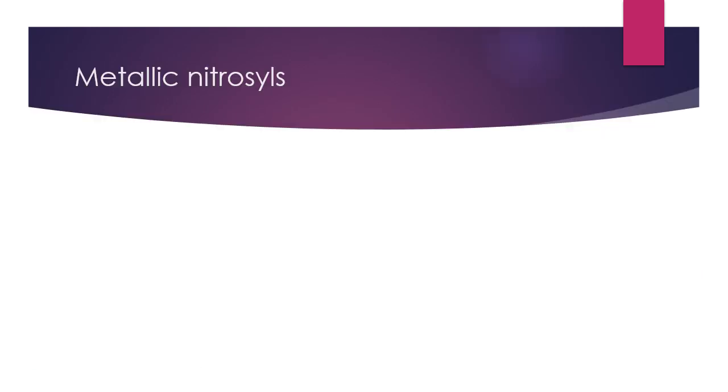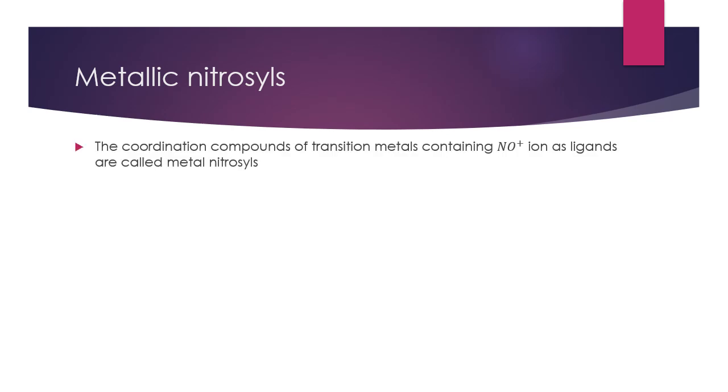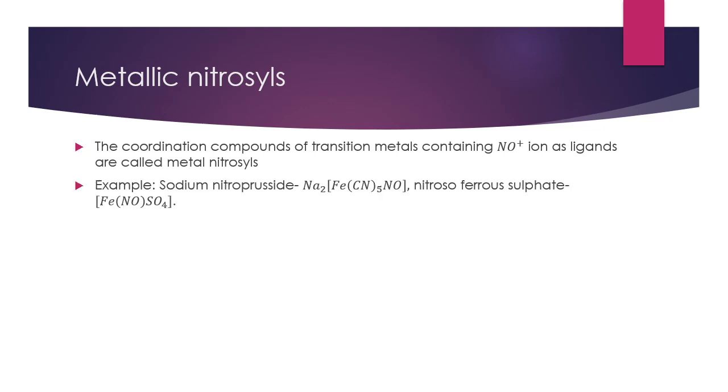Now let us begin with metallic nitrosyls. What are metallic nitrosyls? The coordination compounds of transition metals containing NO plus ion as ligand are commonly known as metallic nitrosyls. Examples are sodium nitroprusside, nitrosoferrous sulfate, etc. In these compounds, the attachment of NO plus ion to the metal takes place through the nitrogen atom, and therefore in these compounds NO plus acts as a ligand.